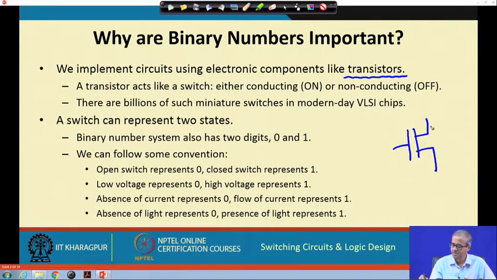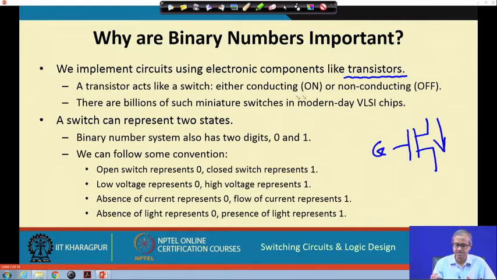Symbolically, a transistor is represented like this. Depending on what we apply to a terminal called the gate, there may be a current flowing between the other two terminals, or there may not be any current flowing. So, a transistor acts like a switch, depending on my control input. G can be regarded as a controlling input. So, it is either conducting or non-conducting.